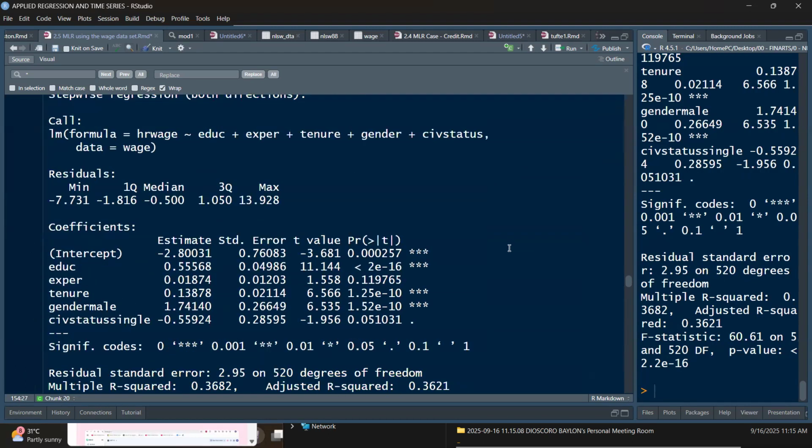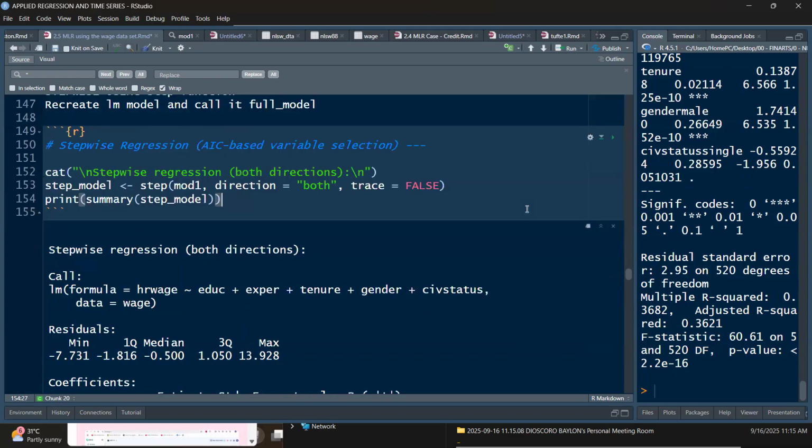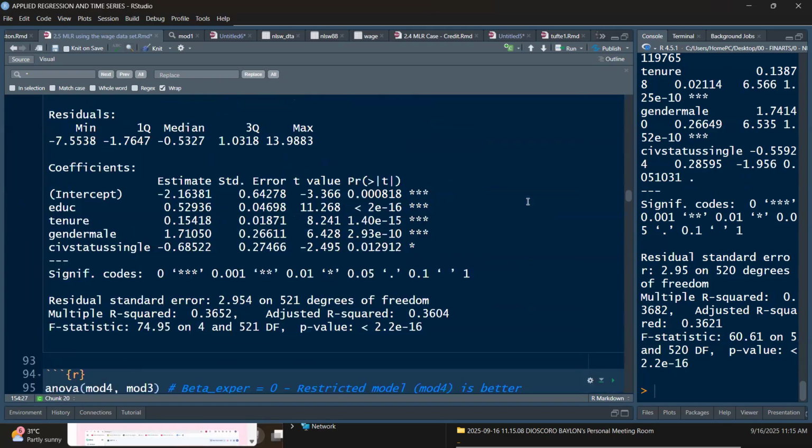Okay. So this is the stepwise regression class using the step function. And there are differences between what we did and what this does. Here, 1, 2, 3, 4, 5 predictors. It includes experience and civil status. In our case, we have 4, right? 4. It includes civil status and it does not include experience.